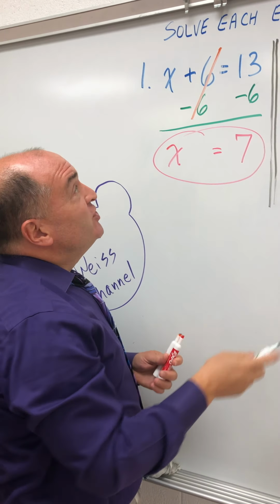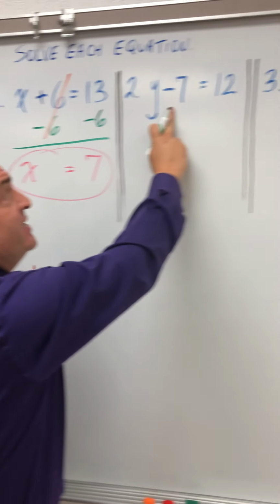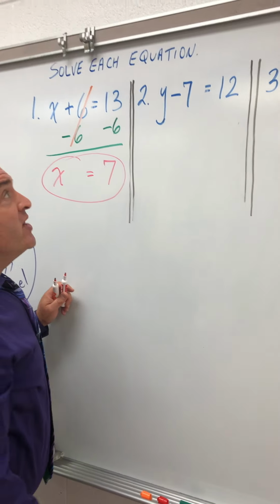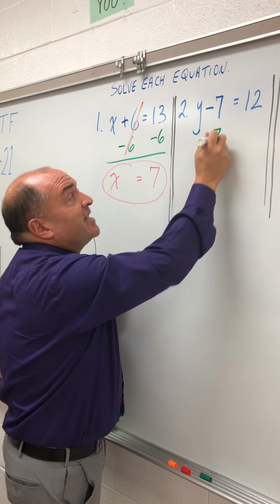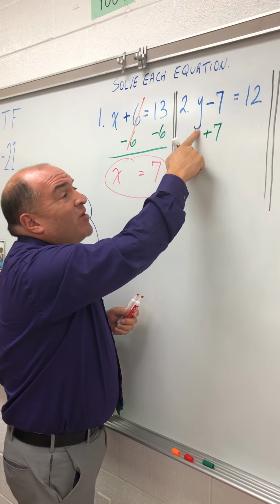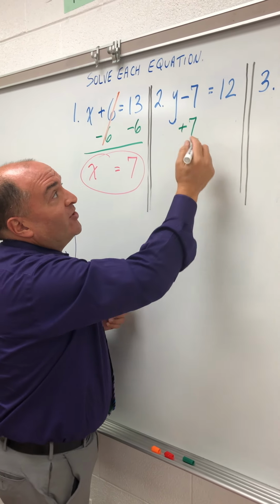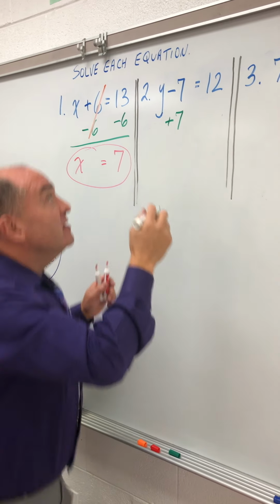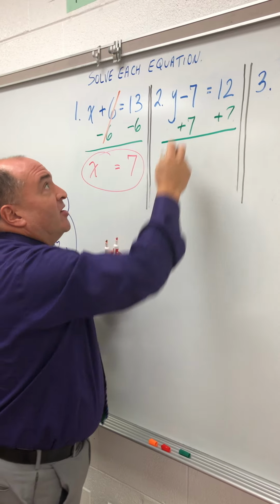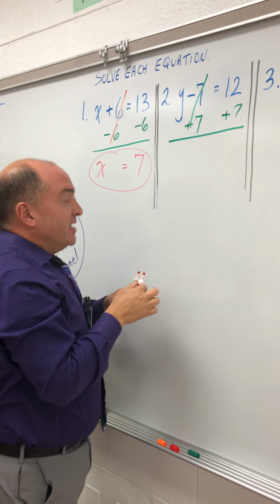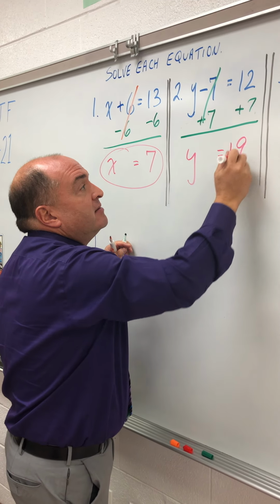All right. So just like here, since you had plus 6, what if you have minus? Here's y minus 7. Since it's minus 7, we're going to plus 7. Why? Because I want to get the y all by itself. Whatever you do to one side, you got to do to the other. Plus 7. So this guy drops out, and your answer is y equals 19.